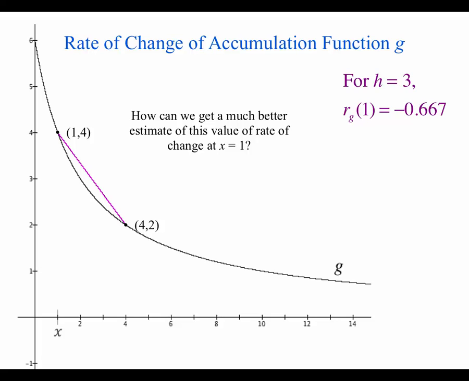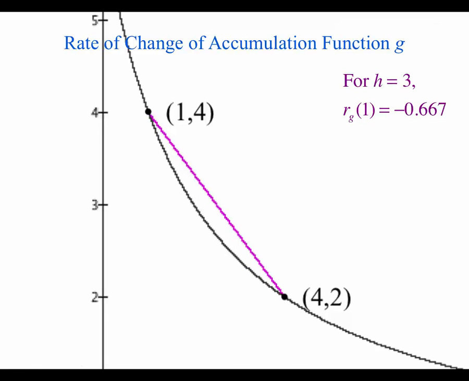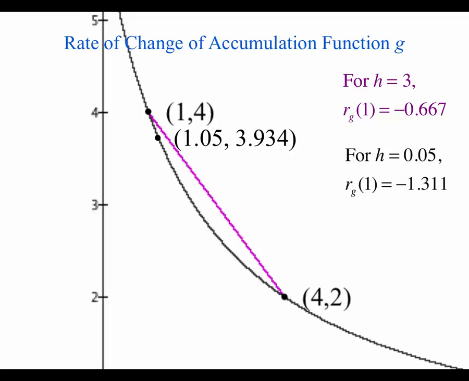How can I get a much better estimate? Make h really small, right? So let's zoom in here. We'll zoom in, and we'll take h of 0.05, and I'll give you the point there. So now we got 1, 4, and h of 0.05. And when you do that same process that you just did, you get a rate of change of negative 1.3. So clearly, this negative 1.3 number is going to be a lot closer to the true rate of change at 1 than the negative 2/3 was.